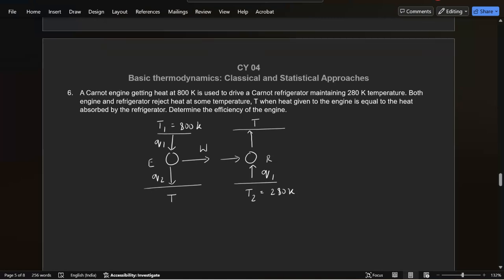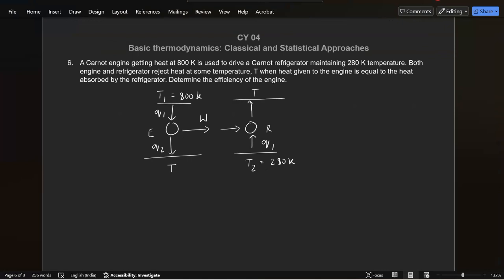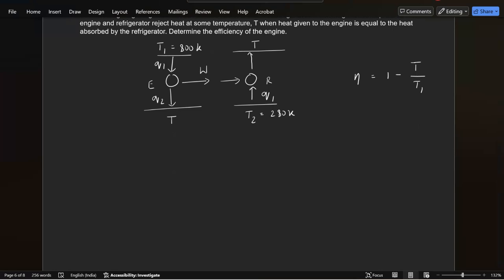So these are the things that they have already told us. Okay, now they're asking us to determine the efficiency of the engine. So the efficiency of the engine formula, simple, right? 1 minus T by T1, where T is the cold temperature. This is what we need to find out. For that, we need to find out T. Since this T value is common for both the engine and the refrigerator, we can somehow equate these two via work, which is also equal, to find this temperature. So that is our idea now.